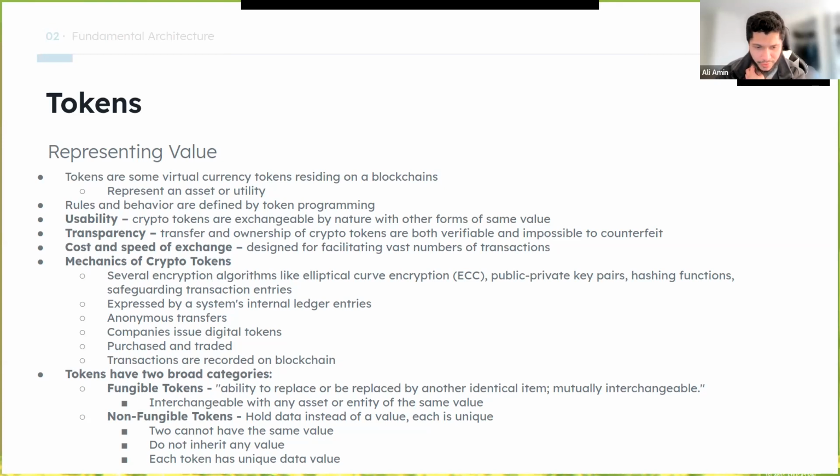There are two major kinds of tokens: fungible tokens and non-fungible tokens. Fungible tokens are able to be replaced by another identical item; they're mutually interchangeable. I think that's the Merriam-Webster definition. They're interchangeable with any asset or entity of the same value. But non-fungible tokens, instead of having a value, have data. That's the main difference. A fungible token just has data, like Bitcoin. A Bitcoin is just data on a ledger. An NFT actually has data behind the data as well. So every single NFT has to be different because the data is different. They can't have the same value. They don't inherit any value, and each one has a unique data value.